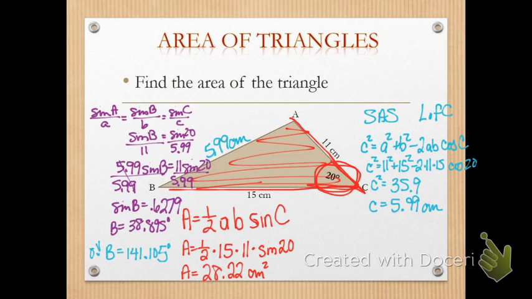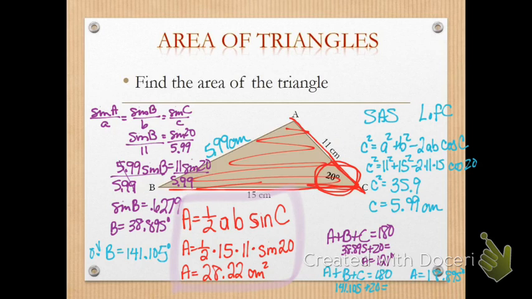If I go with the original B, then A plus B plus C have to add up to 180. B was 38.895 plus C was given at 20. I should be able to find the measure of angle A at 121 degrees. But if I go with the second triangle, and we add up to 180, and B is 141.105, C is still 20, then that's going to give me an A value of 18.895 degrees.